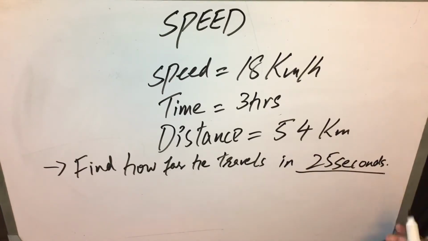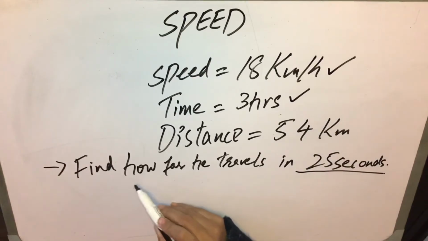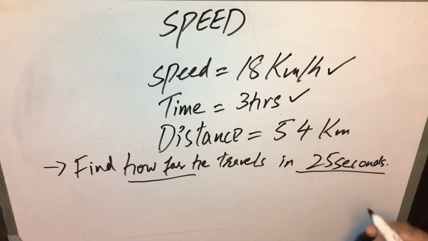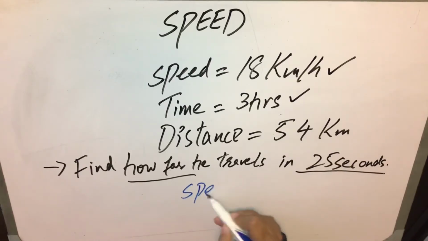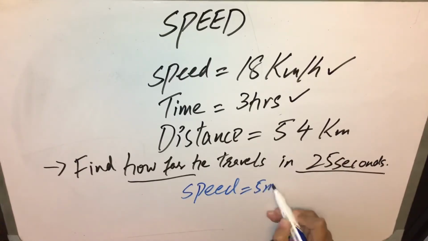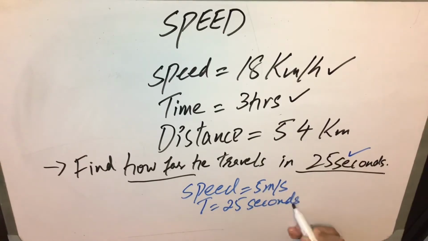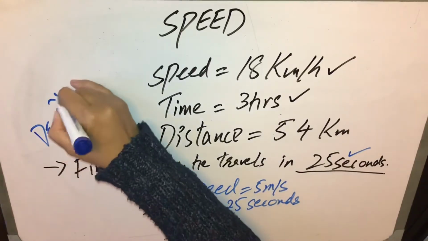You have speed 18 km per hour. You have to find how far, meaning distance, he travels in 25 seconds. So we have to convert this speed into meters per second, which we converted before, and the answer of speed was 5 meters per second, and the new time is 25 seconds, and you have to find the distance.